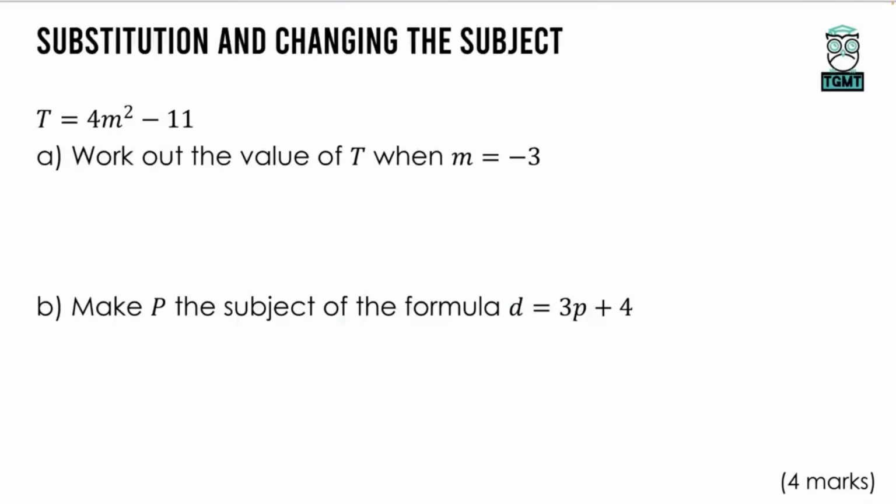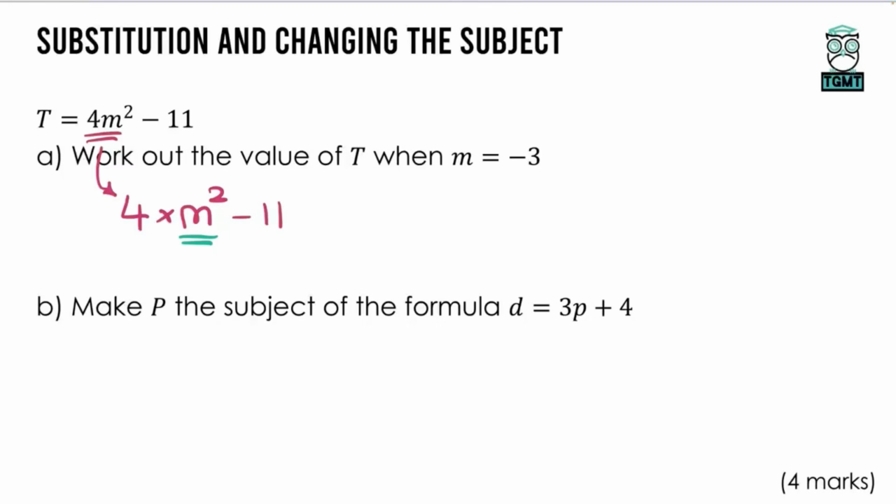For this next question, we have some substitution and changing the subject, and we have quite a difficult formula up here, in the sense that we have 4m squared. Now, before we look at what we need to substitute into this formula, we just need to think about what 4m squared means. It means 4 times m squared. And when you think about your order of operations, you always do your powers first. So the first thing that we need to do is do this m squared, and then we'll worry about the 4 multiplied by that and then taking away 11.